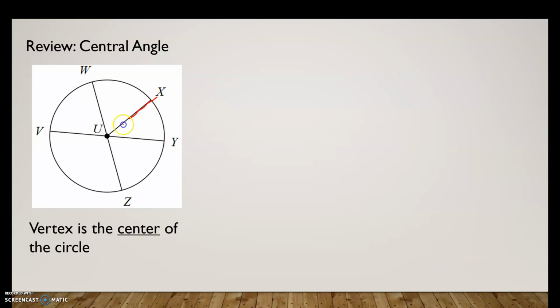For example, if I'm looking at angle XUY, it's referring to this angle here, and the vertex is the center of my circle. I could also look at this angle, which would be angle XUV. This entire angle here, again, the vertex is the center. So these guys here have to be the center of your circle.